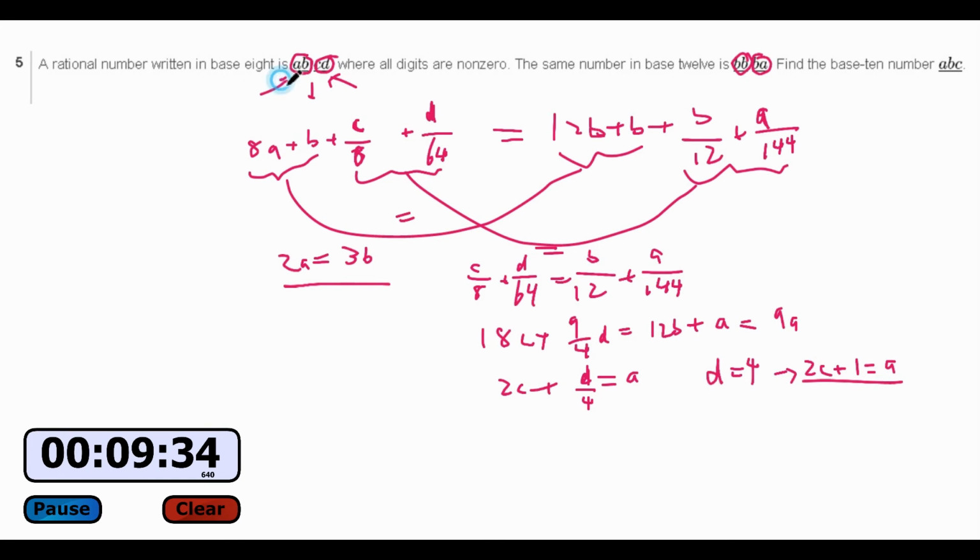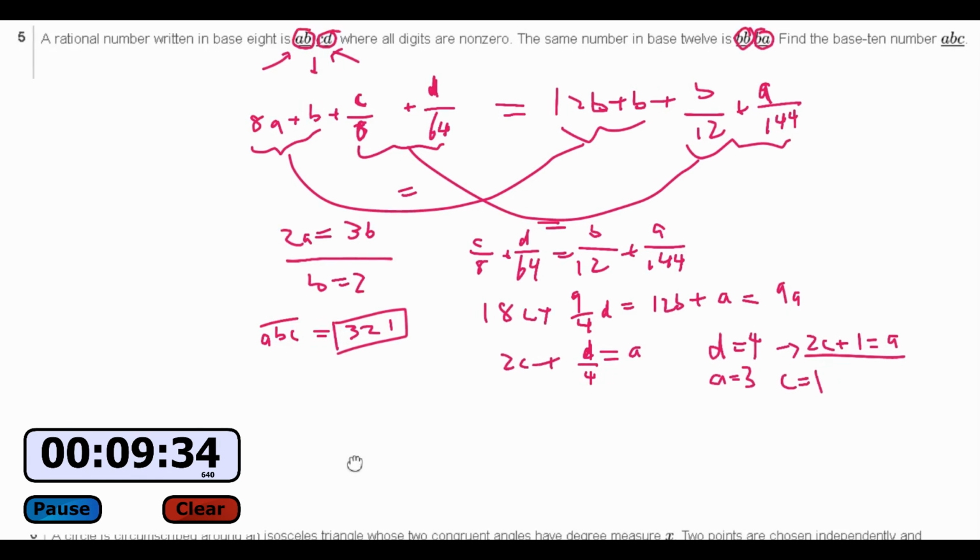And again, we see that a appears in the base 8 number, so that means a is strictly between 0 and 8. The only odd multiple of 3 between 0 and 8 is going to be 3, so a equals 3. Which means that c equals 1. And then looking right here, b equals 2. So that means a, b, c is going to be 3, 2, 1. We're done. Okay, next problem.